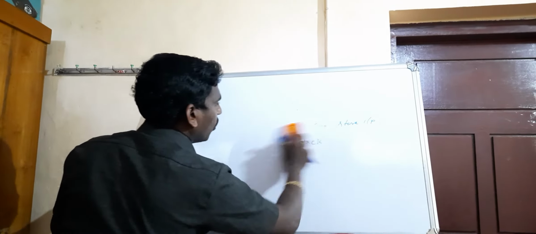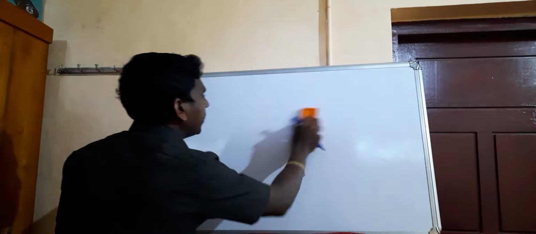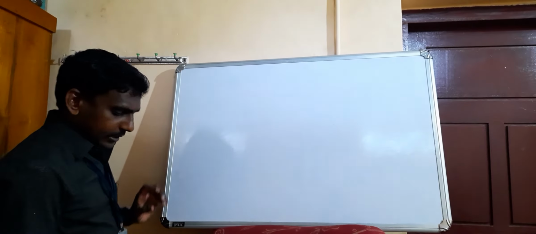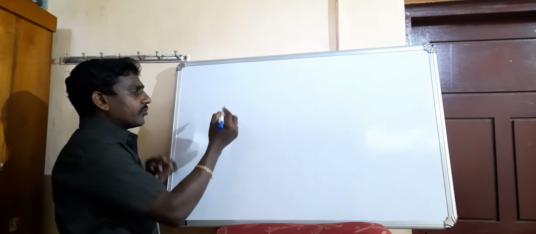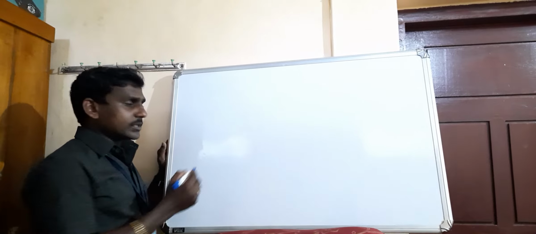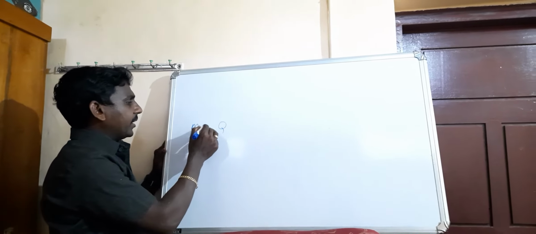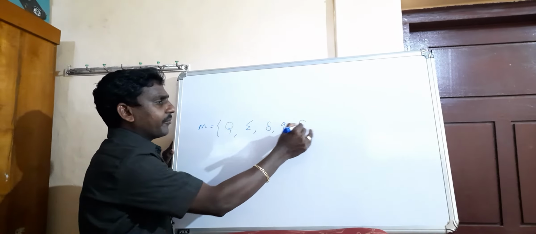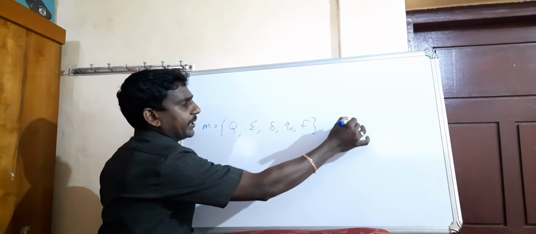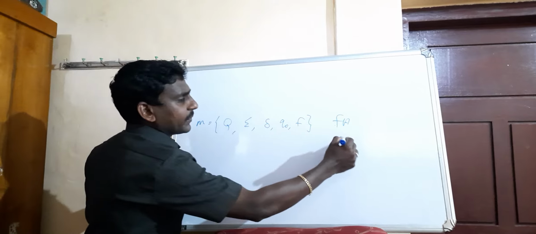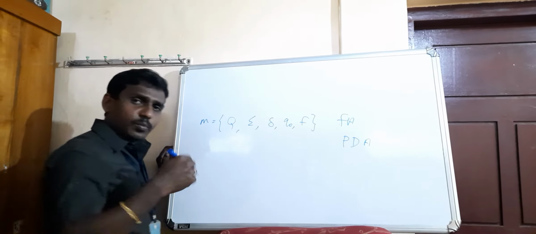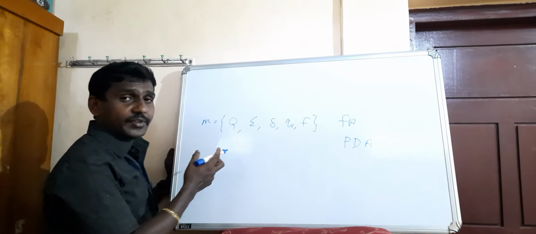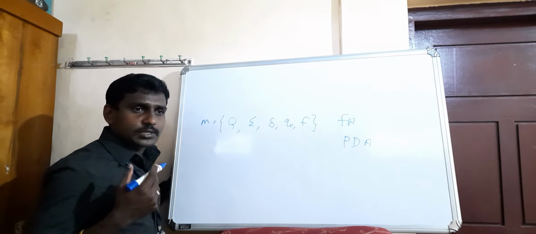Okay, so now I am going to teach you the definition of PDA. If you know the definition of finite automata, then it is easy to understand the definition of PDA. Okay, so finite automata have how many tuples? Capital Q, sigma, delta, Q0, F. Okay, this is finite automata. But in case of PDA, it has one more tuple. Why? Because here we are adding one more feature, that is called stack.